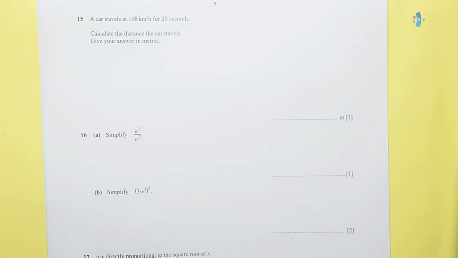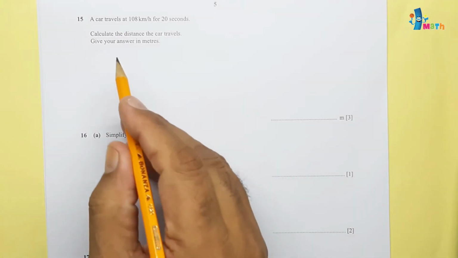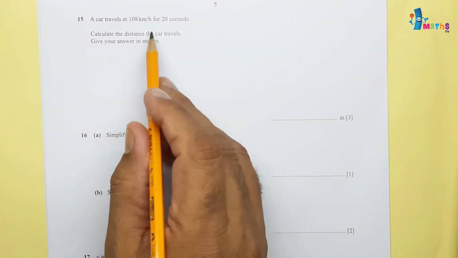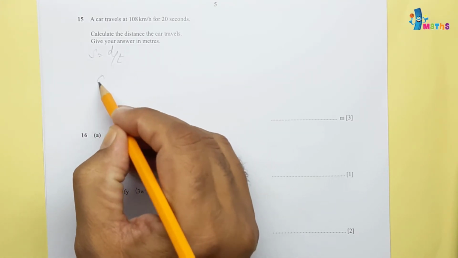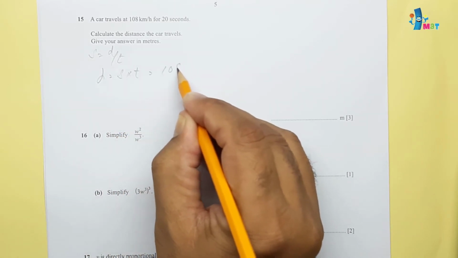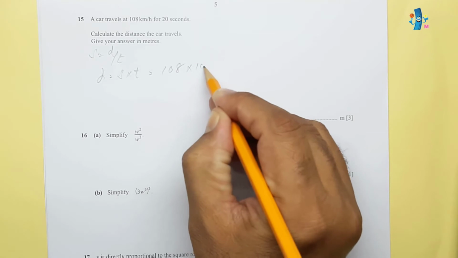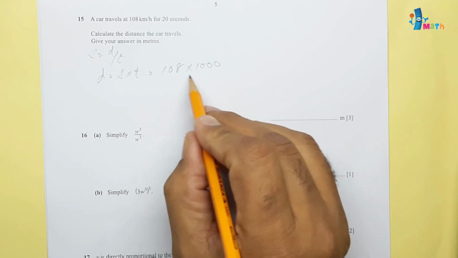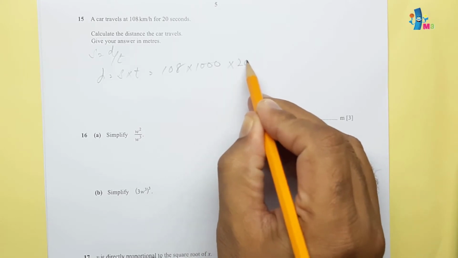Question number 15. A car travels at 108 km per hour for 20 seconds. Calculate the distance the car travels, give your answer in meters. So we know speed is equal to distance over time, and distance is equal to speed multiplied by time, and speed is given as 108, but it is in kilometers. We need it in meters, so we will multiply this by 1000 to change into meters, and multiply by time, which is 20, but 20 is in seconds.